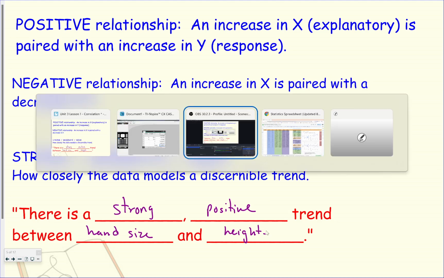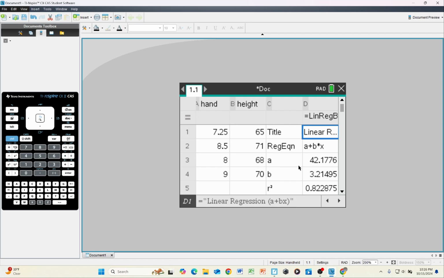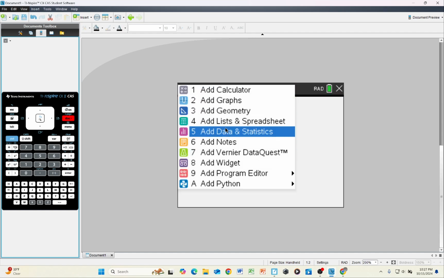Okay. So let's go back to the calculator here. We have our value of R, and yes, it also tells you R squared. We'll get more on that later. Now let's suppose you want to see the graph. If you want to see the graph, we're going to do much as we did before when doing dot plots. We press Control and Document, and it's going to add a page. I want to add data and stats.